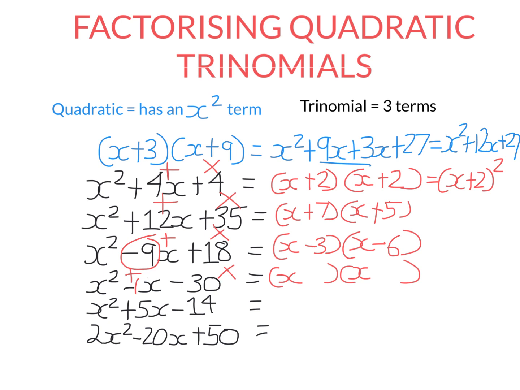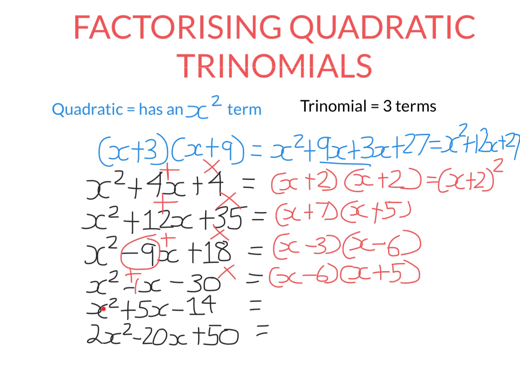So let's go through factors of 30. We need to somehow get to -1. So 1 and 30 won't work. 10 and 3 won't work, 15 and 2 won't work, but we can use 6 and 5. So how are we going to get 6 and 5 to give us -1? Well, if the 6 is negative and the 5 is positive, so -6 plus 5 is -1. -6 times 5 is -30.